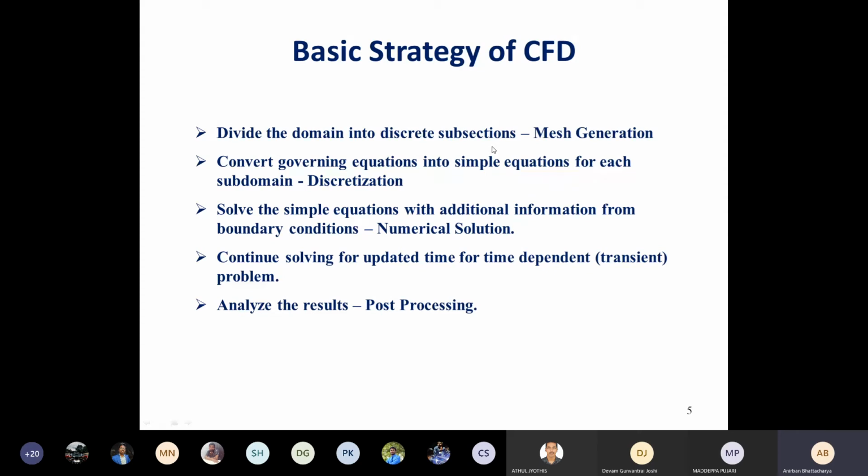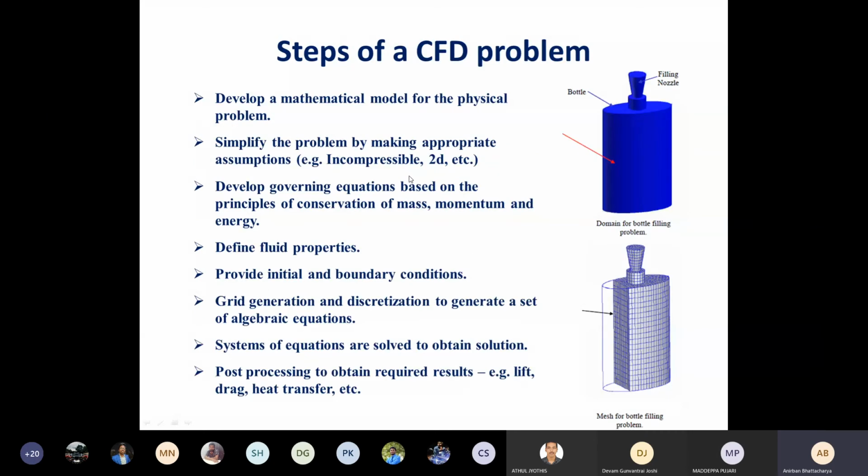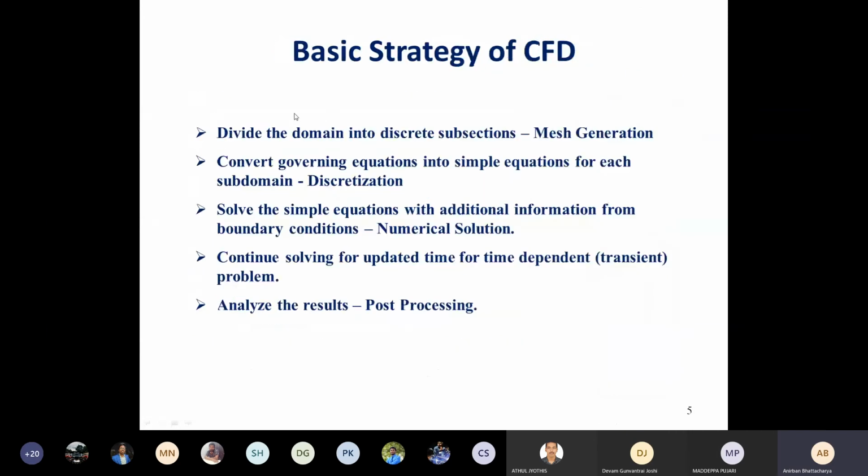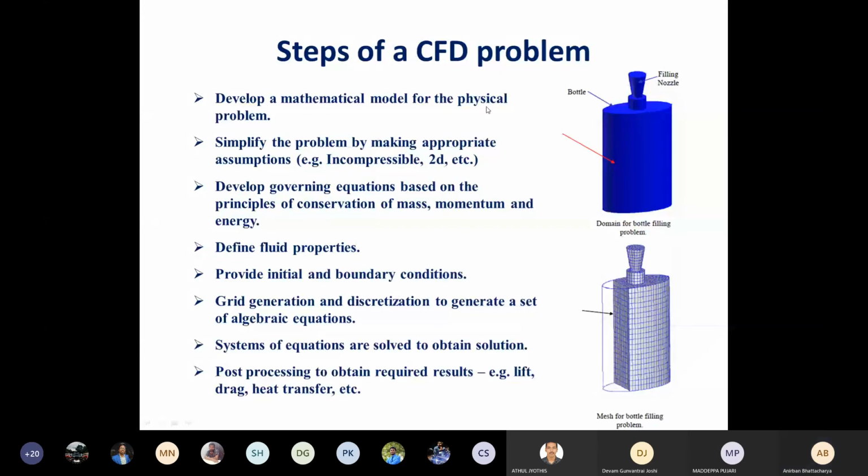I will come into this in more depth. Again, you already know, so it's just a revision for you. Many of you have already done the course. So again, to elaborate on this basic strategy, let us take an example.